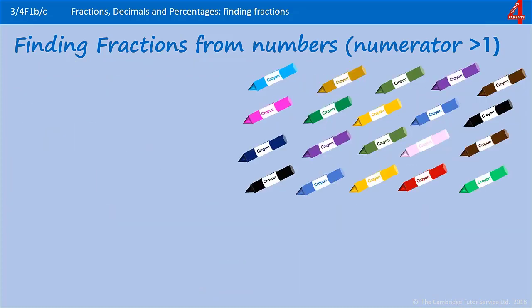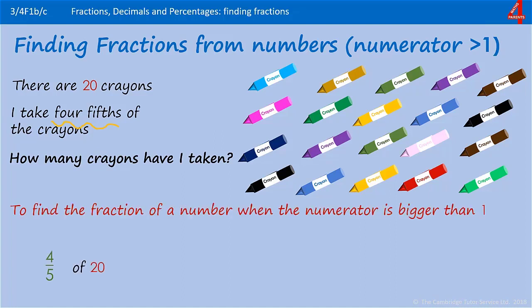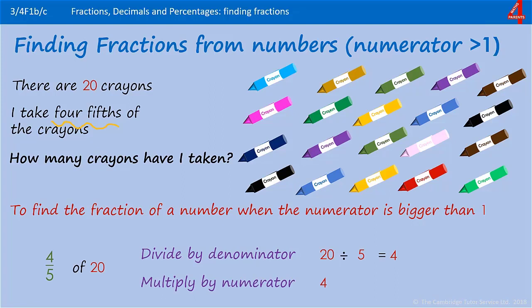I'm going to use a different fraction this time. There are 20 crayons. I take 4/5 of the crayons. How many crayons have I taken? I take 4/5 of 20. Because my numerator is more than 1, I'm going to use this formula, where I start by dividing 20 by the denominator. 20 divided by 5 is 4. Now I multiply that 4 by the numerator. 4 times 4 is 16. 4/5 of 20 is 16.